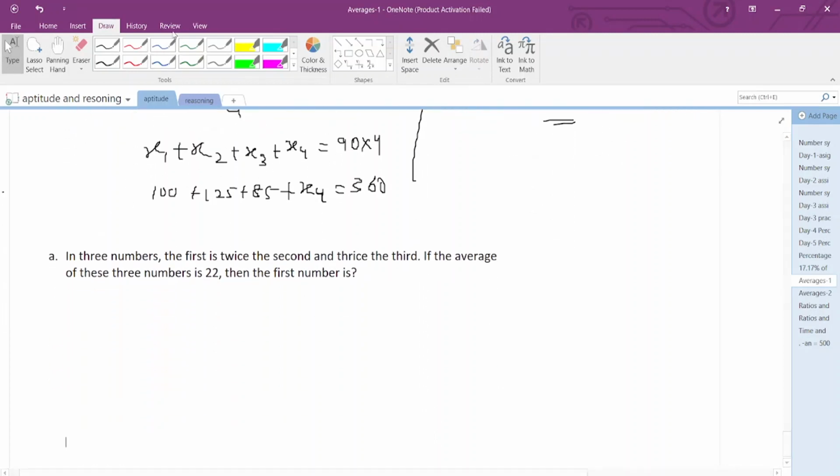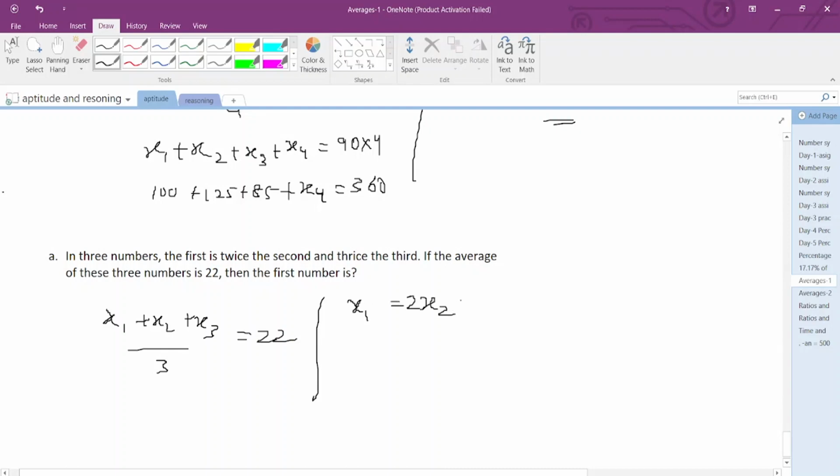See, in the next question, in 3 numbers, the first is twice the second and thrice the third. If the average of these 3 numbers is 22, then the first number is అని అడుగుతున్నాడు ఇక్కడ. సో ఇక్కడ 3 numbers కోసం మాట్లాడుతున్నాడు, x1 plus x2 plus x3 by 3. వాడు యావరేజ్ ఇస్తాడు మళ్ళీ. ఫస్ట్ నెంబర్ x1 వాల్యూ ఫైండ్ అవుట్ చేయమంటున్నాడు. ఫర్ దాట్ వాడు ఇంకా హింట్ ఇచ్చాడు, x1 is equal to 2x2 is equal to 3x3 అని అన్నాడు, రైట్?